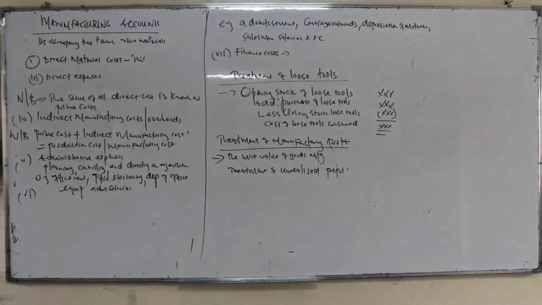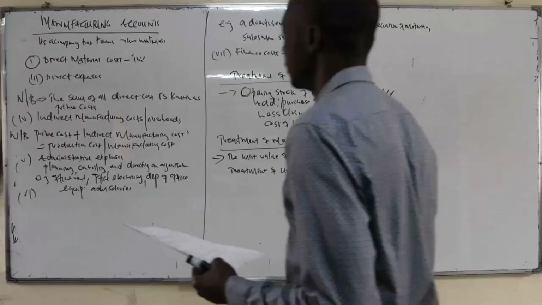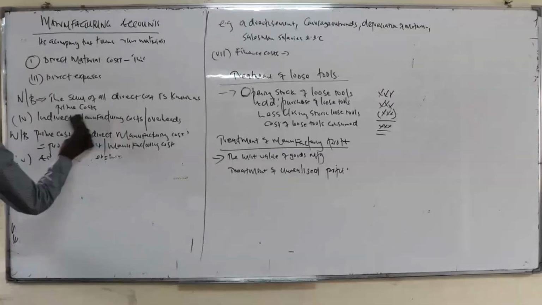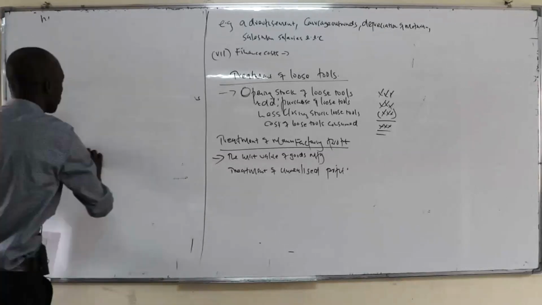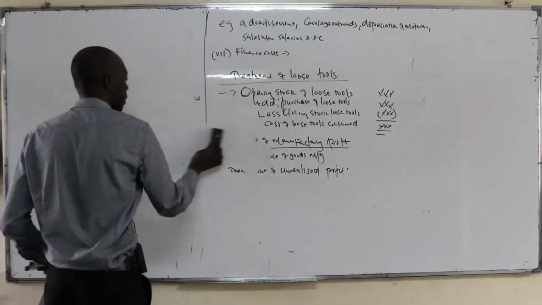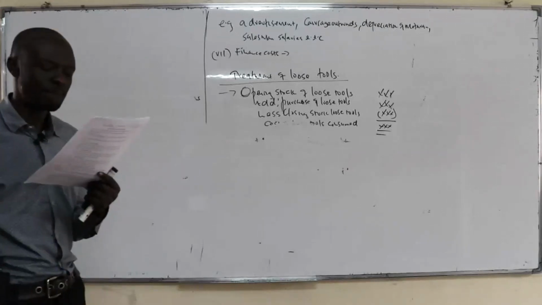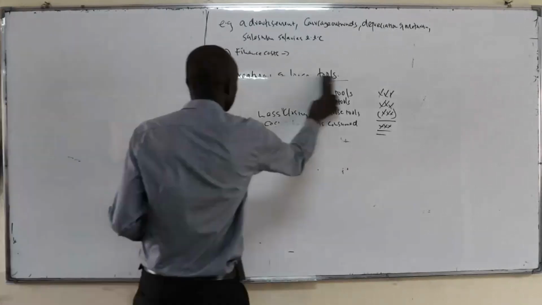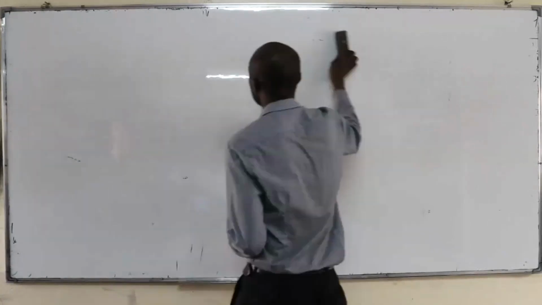So the difference between the market value and the cost of finished goods is the unrealized profit.